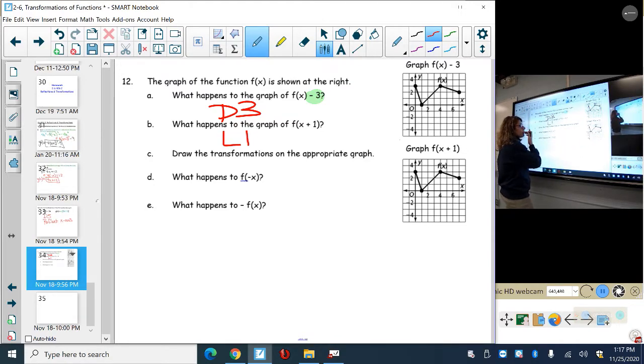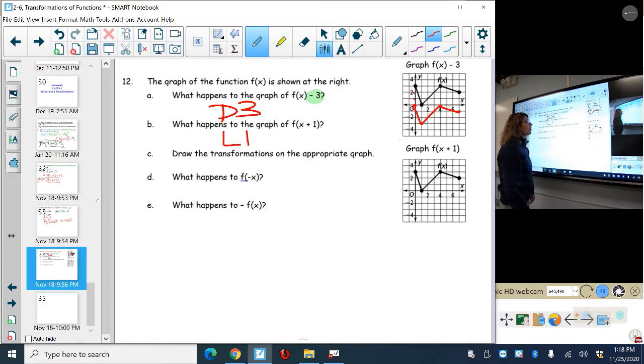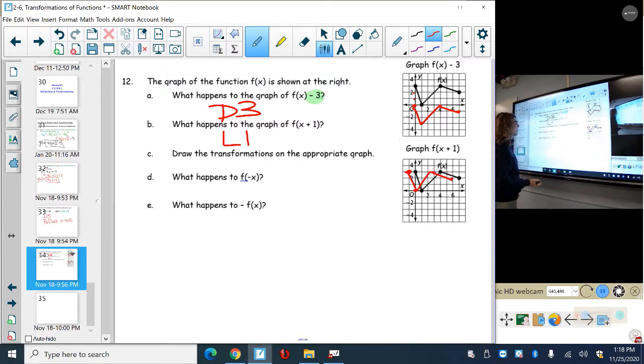Draw the transformations of each of the graphs. So if I'm going to go down 3 units here, every point is going to go 1, 2, 3 units down. Do you see your graph? Okay? Now, this is f of x plus 1. Everything's going to go to the left 1 unit. And there's your graph there.